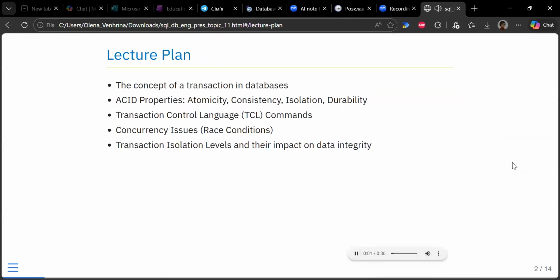Today, we will cover 5 key blocks. We'll start with the definition of a transaction as a logical unit of work. Then, we'll delve into the ACID acronym, the 4 components of database reliability. After the theoretical part, we'll move on to practice. Which SQL commands are used to manage transactions? Then we'll discuss what happens when many users modify data simultaneously and what problems we might encounter. Finally, we'll find out how isolation levels help solve these problems.